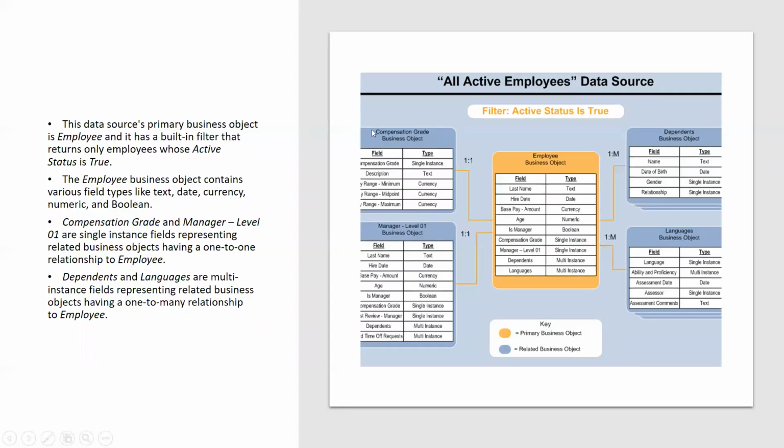But for compensation grade, an employee will only have one compensation element, or one compensation plan. That's a single instance. It's a one-to-one mapping between a worker and the compensation plan he has. Or he'll only have a one-to-one relationship with the manager. An employee will only have one manager at a time.